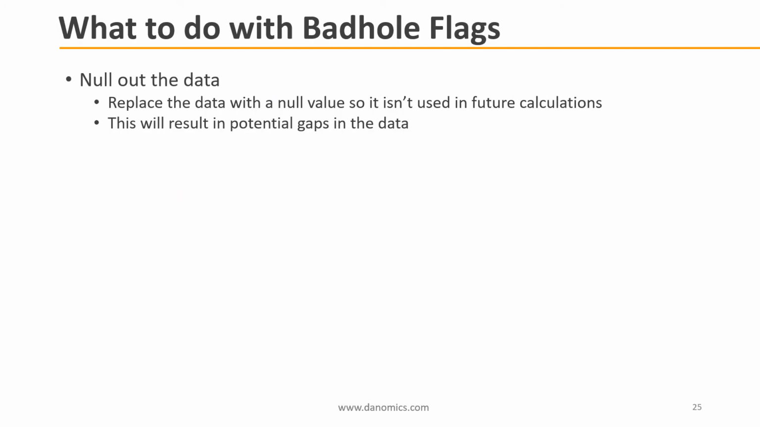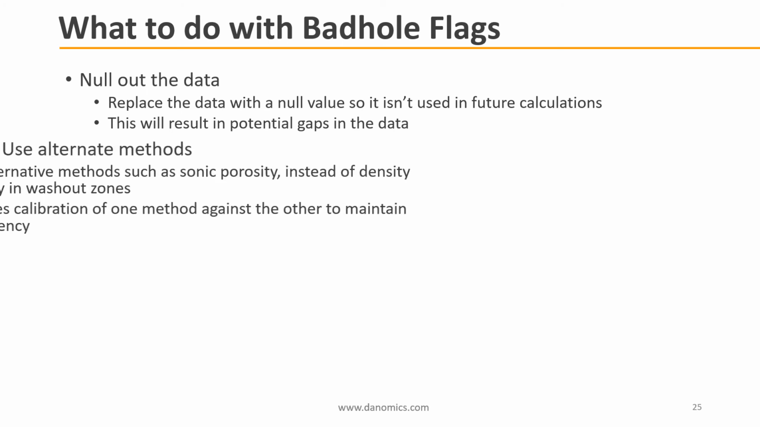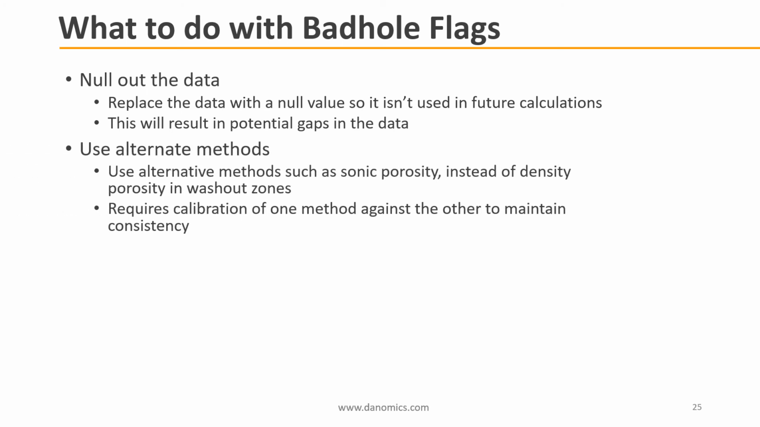So once you have identified bad hole, what do you do with it? Well, you can either null out the data so that it doesn't get used in future calculations. Now, the problem with this is that means you're going to have gaps in your interpretations. You can try to use alternative methods. So for example, if your density is washed out, maybe you switch over to a sonic porosity. This can also create some problems. It means that you need to calibrate one method against the other to make sure that you're consistent.